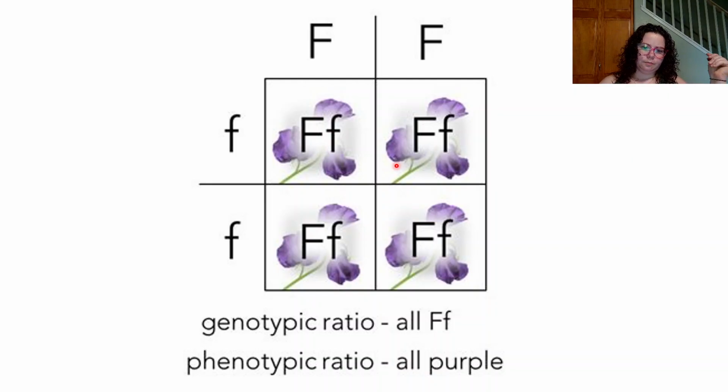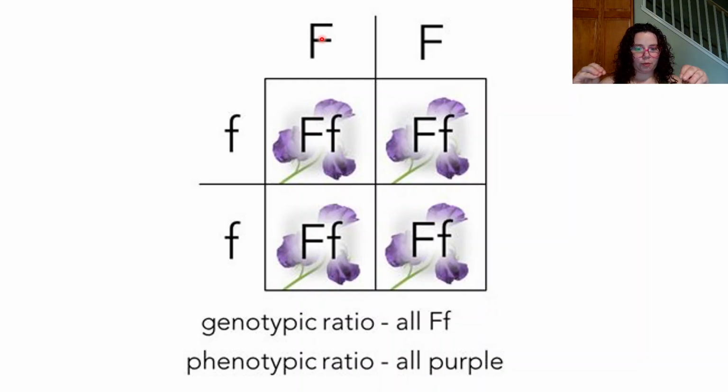Let's see. Genotypic ratio: all heterozygous. Phenotypic ratio: all purple. Let's look at this. So parent 1, both parents are homozygous, dominant or recessive. We've got a parent of each, which means each one is going to get a big F and each one is going to get a little f, which we can see by the photos. That means they're all purple.